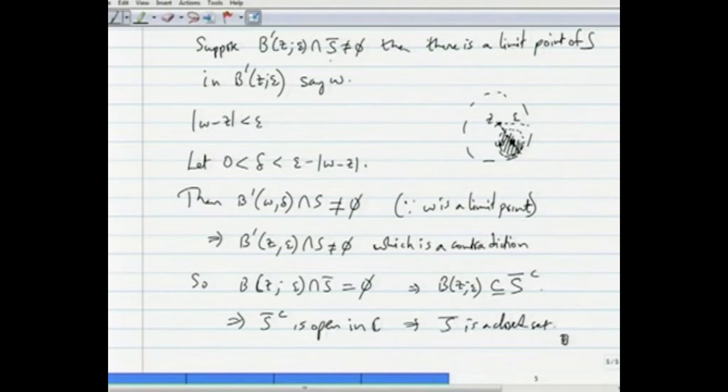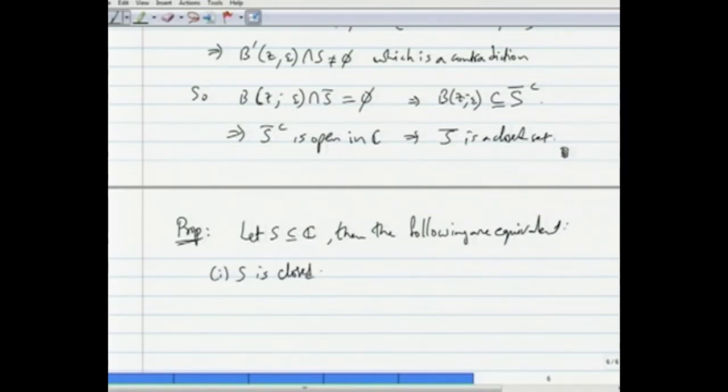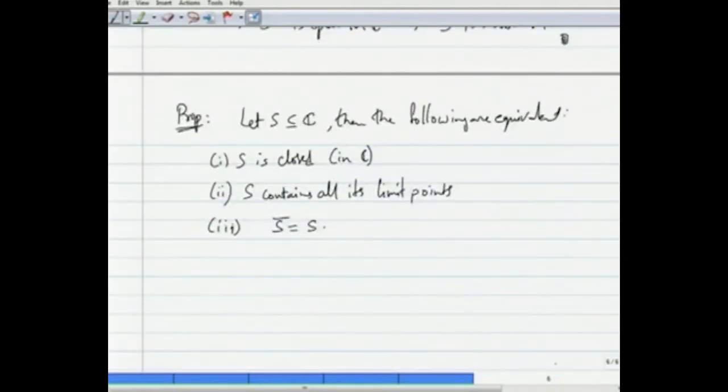So, now what we want to show is the following equivalence. As a further extension, let S be contained in C, then the following are equivalent. First, S is closed in C. Second, S contains all its limit points. And third, S closure is equal to S. So, these three statements are one and the same.